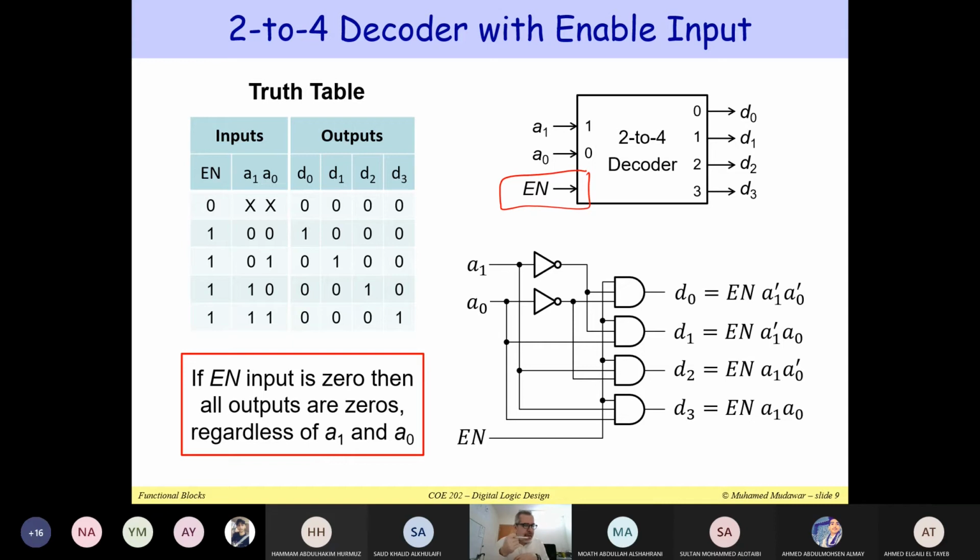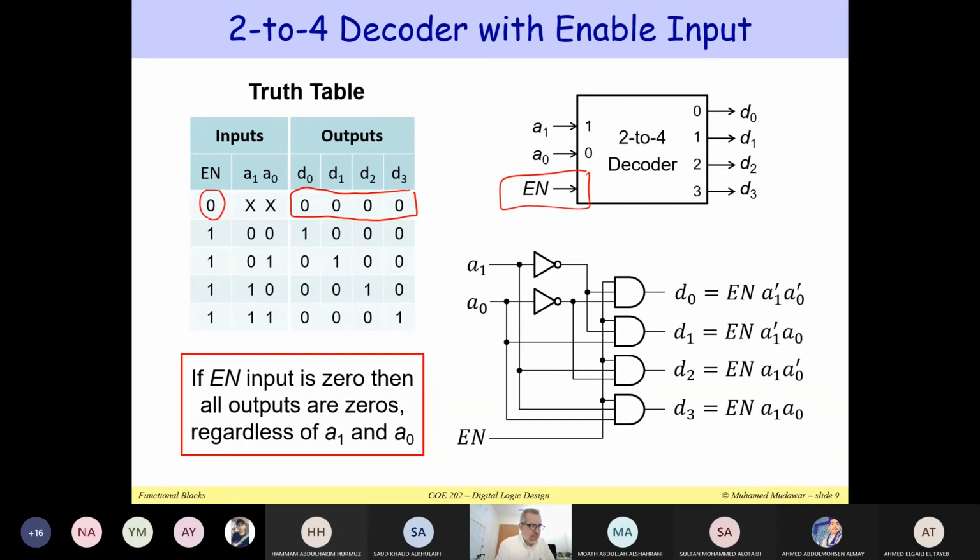Disabling the decoder means that we would like to have all the outputs to be zeros. Remember that in the decoder that we have seen before, exactly one of the outputs is equal to 1 and the remaining outputs are zeros. But suppose that in a given design, I would like to have all the outputs to be zeros. So I can use an extra enable input.